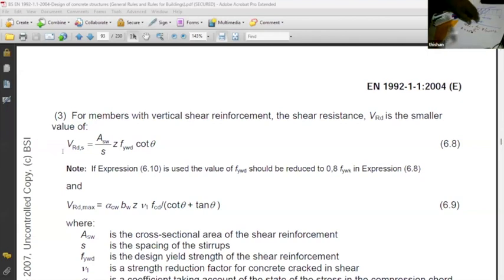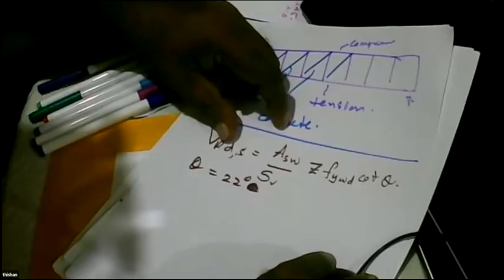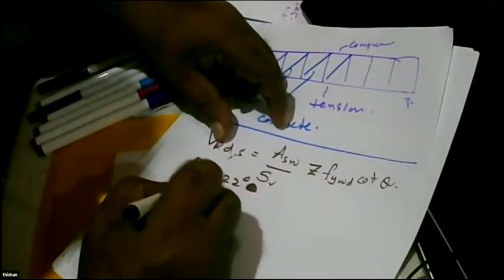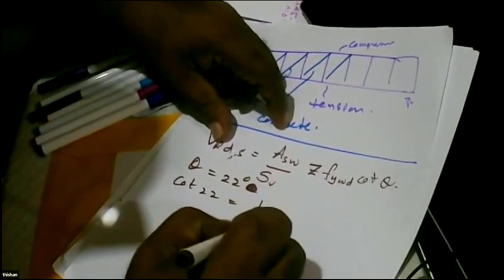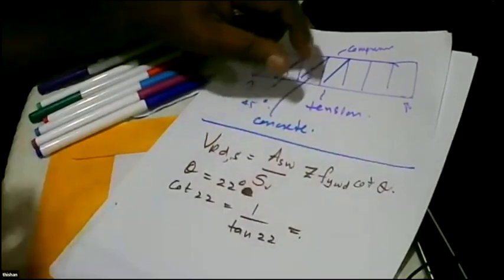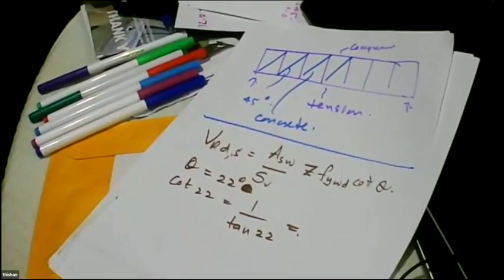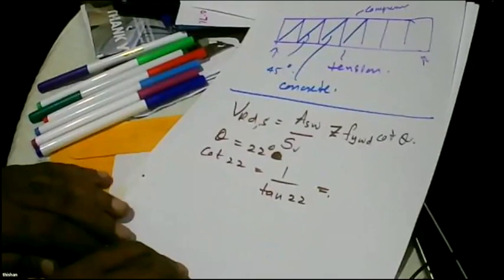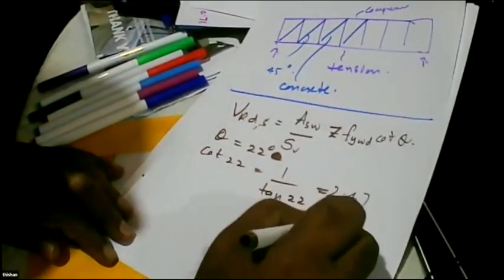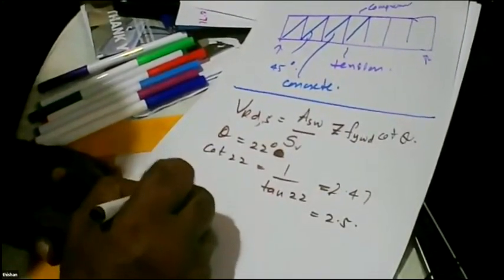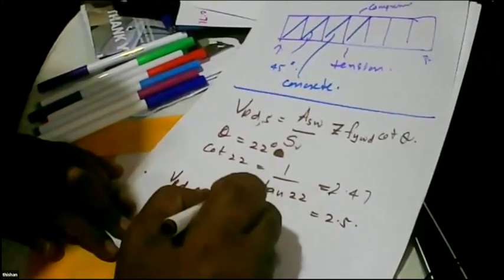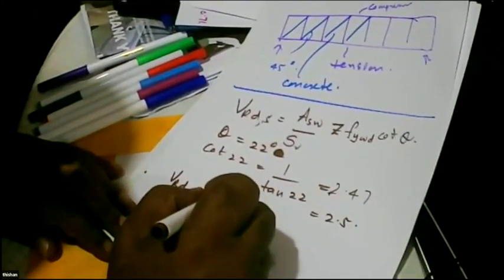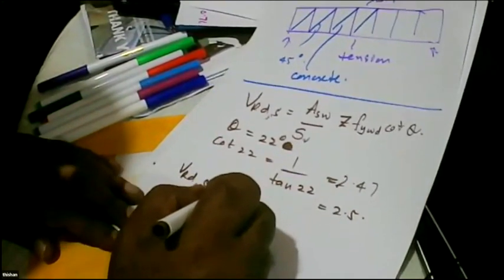Can you see this equation? Cot 22 is equal to 1 over tan 22. What is the value of 1 over tan 22? 2.47. Generally it's called 2.5. So S is equal to ASW.